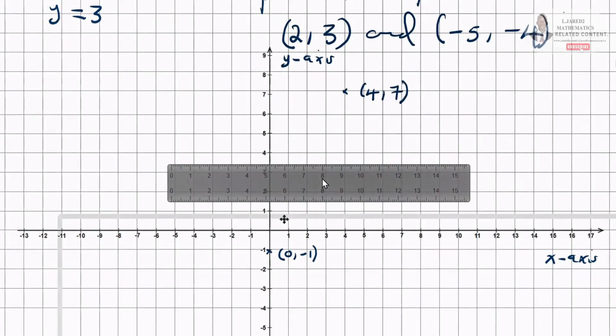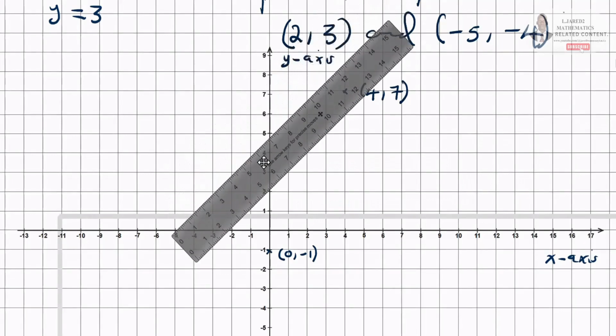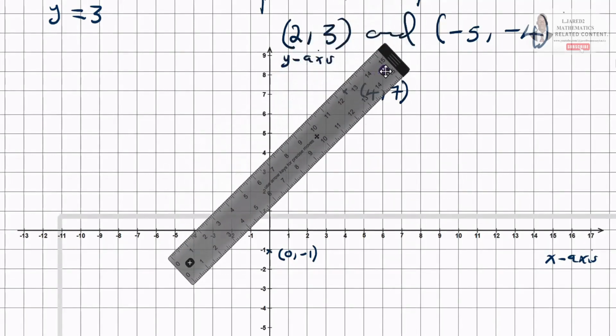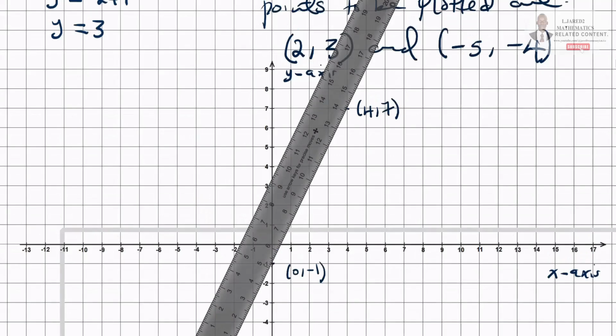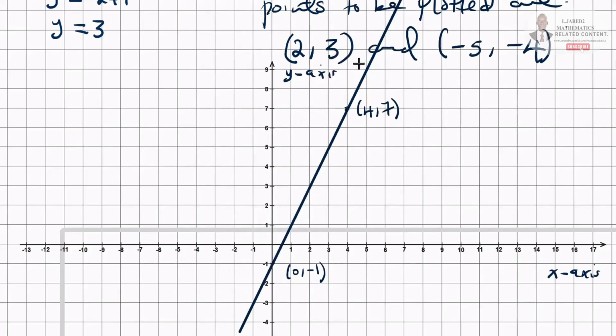Then let us first draw the line for equation 1. We have to bring the ruler. We need to draw a straight line passing through these two plotted points, the way we are drawing. Having drawn that, we need to label the line. So this line is the line y equals 2x minus 1.